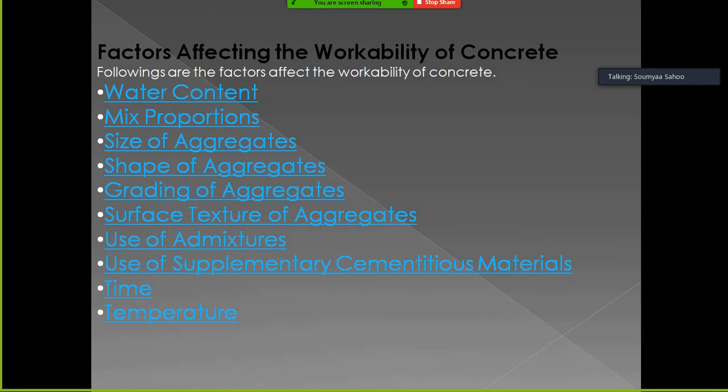Next, we shall discuss the factors affecting the workability of concrete. So, the following are the factors that affect the workability of concrete: water content, mix proportion, size of aggregates, shape of aggregate, grade of aggregate, surface texture of aggregate, use of admixture, use of supplementary cementitious material, time and temperature. So students, let's discuss all these factors affecting workability of concrete one by one. Water content is the most important factor of workability, and workability increases with the increase of water content.